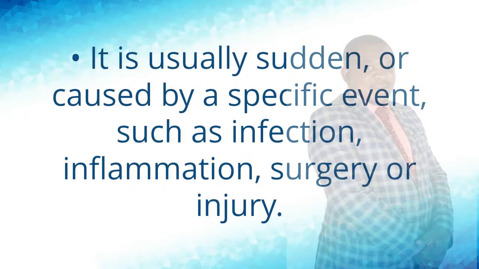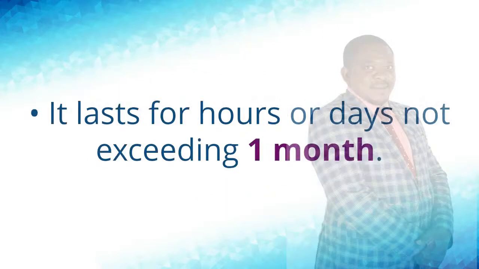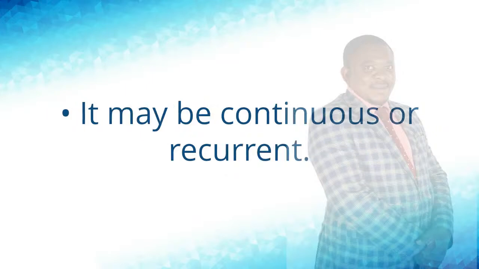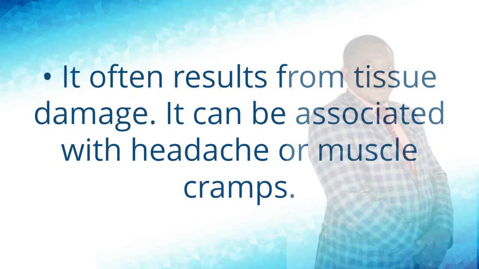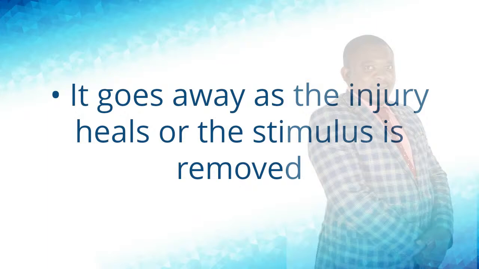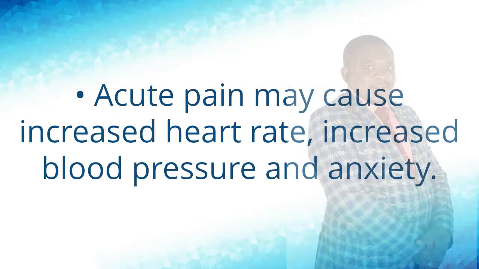It is usually sudden or caused by a specific event, such as infection, inflammation, surgery, or injury. It lasts for hours or days, not exceeding 1 month. It may be continuous or recurrent. It often results from tissue damage. It can be associated with headache or muscle cramps. It goes away as the injury heals or the stimulus is removed. Acute pain may cause increased heart rate, increased blood pressure, and anxiety.